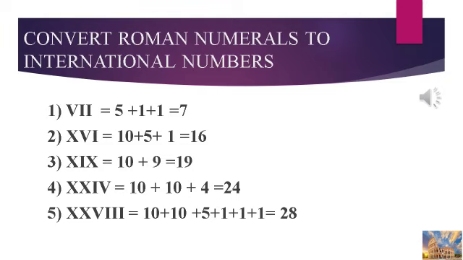In the fifth example, XXVIII, that means 10 plus 10 plus 5 plus 1 plus 1 plus 1 is equal to 28. So in this way, we can convert Roman numerals to international numbers and vice versa.